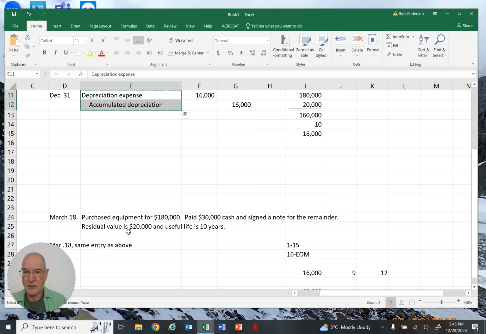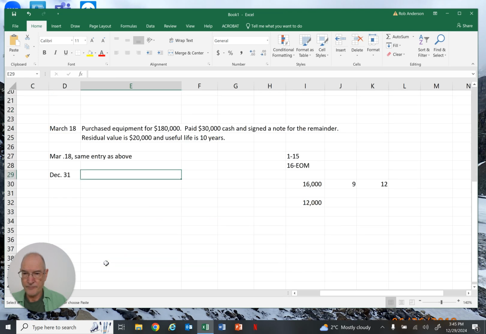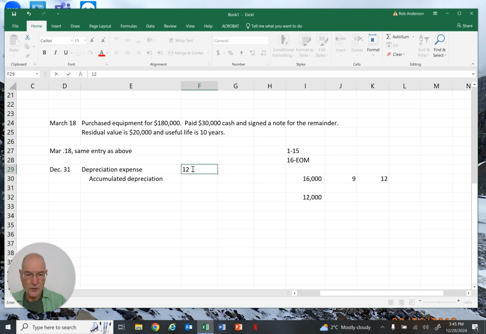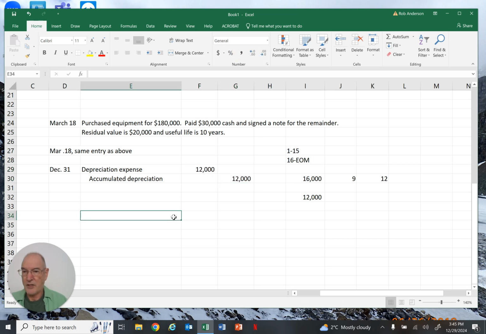So it's still depreciation expense debit, accumulated depreciation credit, except here we know we want $12,000. There, and that's all there is to it.